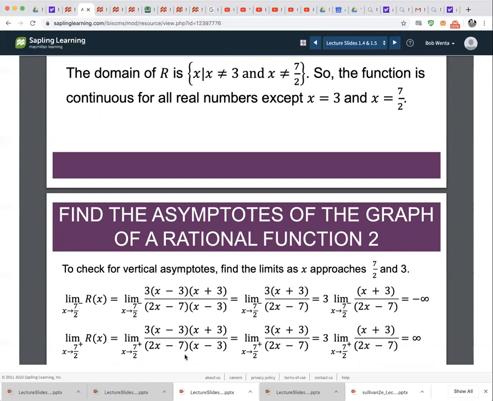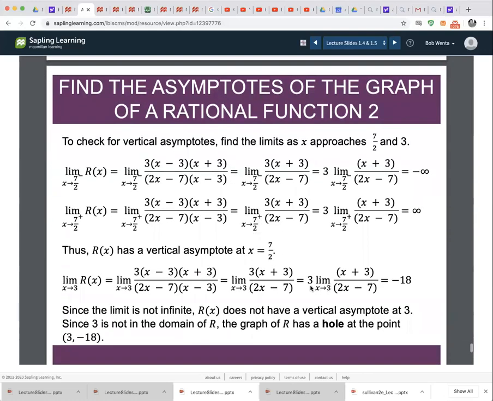Whereas if you come in from the right and look at this situation, we're at 3.5 again. So if we go up to 5, that's 10 minus 7. That's positive 3. If we come down to 4, that's 8 minus 7. That's positive 1. It's positive. If you have any number bigger than 7/2 plugged in here, it's going to be positive. So as a result of this going to infinity, it's going to be positive infinity because it's coming in from the right-hand side. And the denominator is always positive. This one, the denominator is always negative. So it goes to negative infinity.